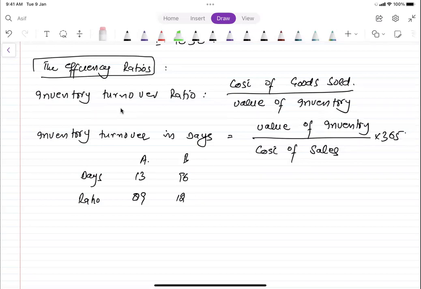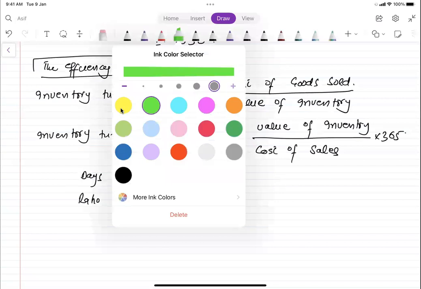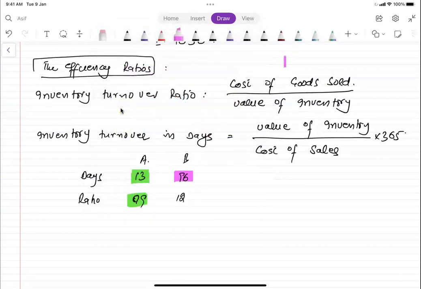Business A has fewer days. That's why business A is performing better. The efficiency of business A is improved. It means business A is quickly selling inventory, quickly selling and buying inventory, its inventory cycle is shorter, and the ratio is also high. That also shows that business A is performing better. But business B's days are 96 and its ratio is 12. In both ways, business B is performing poorly.